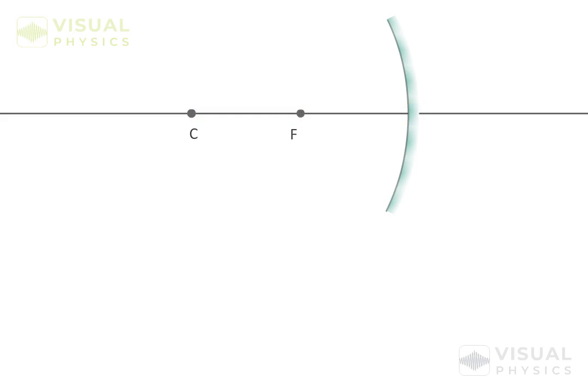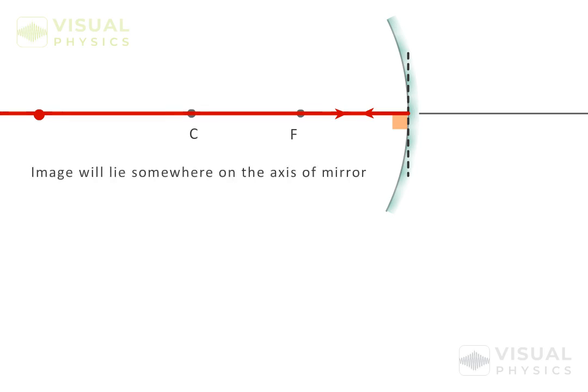Let us consider a point object placed on the axis of mirror in this region. If we consider a ray along the axis of mirror, then this ray strikes the mirror at pole and is perpendicular to the surface of mirror at this point. So this ray is reflected back to retrace its path, as the image of object will lie somewhere along the reflected ray, or its extension. So we can say that the image will lie on the axis of mirror.